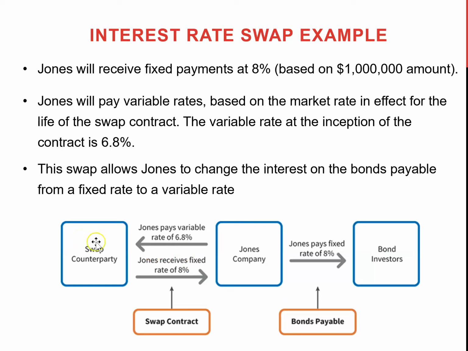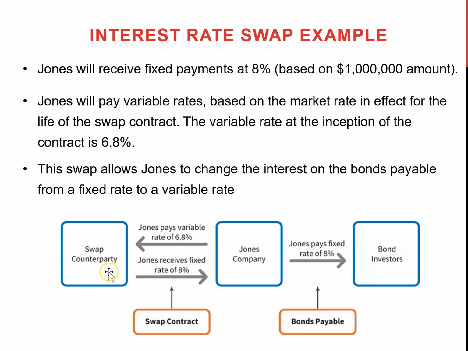Jones will pay this counterparty a variable rate. On the other hand, Jones will receive a fixed rate. So first, Jones issued bonds and is paying a fixed rate to the bondholders. This is fixed. Jones has nothing to do with it. But now Jones is going into another contract, where Jones will receive a fixed rate of 8% and Jones will pay whatever the variable rate is.